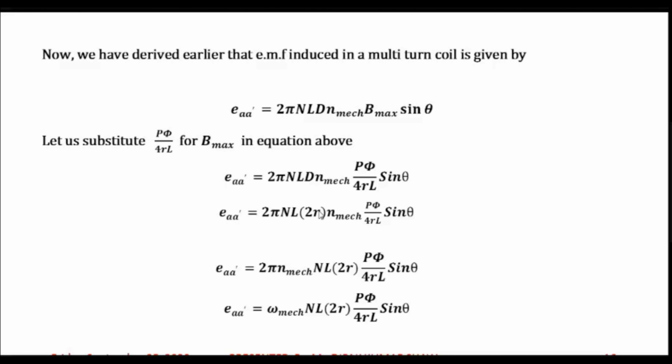and we are making the substitution that 2 pi n mechanical will be nothing but omega mechanical, because 2 pi n is nothing but the speed in radian per second, and since this n is the speed in mechanical revolution per second, rps, that's why we have written omega mechanical. So for 2 pi n mechanical, we are writing omega mechanical.